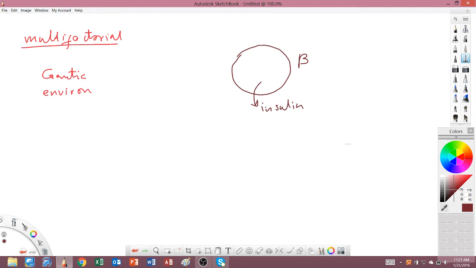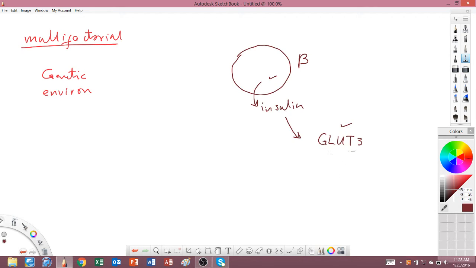GLUT transporters. All it does is increase them. So insulin acts on other cells to increase production of GLUT, which are glucose transporters, especially 3 and 4. So that's what insulin does. So if beta cells are normal and these guys are normal, that's good. But now let's do something else.